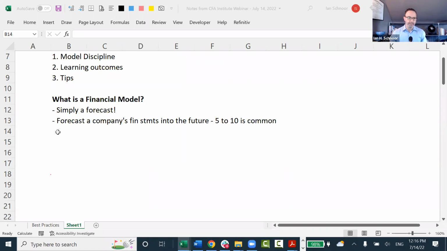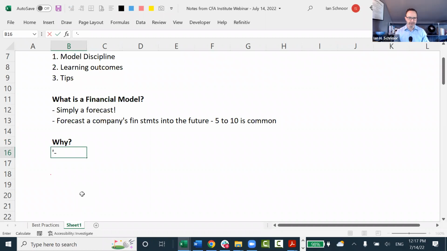5 to 10 is most common. But again, the point is, all we're doing is forecasting. So when we talk about building a financial model, we're simply talking about building a forecast of a company's financial statements. That's it. And that skill is absolutely critical these days. So the question is why? Why is it that modeling and forecasting is so critical?